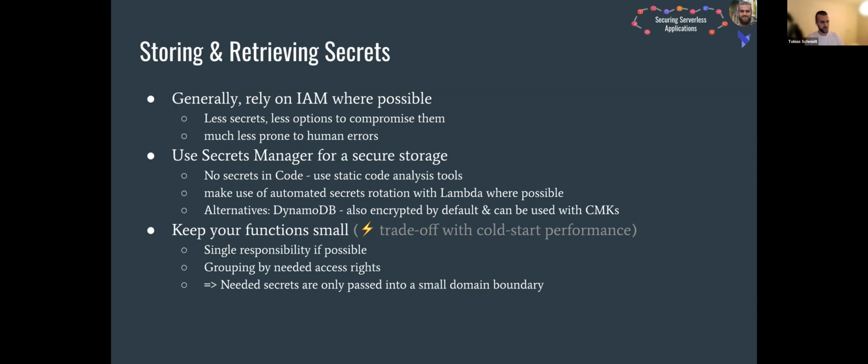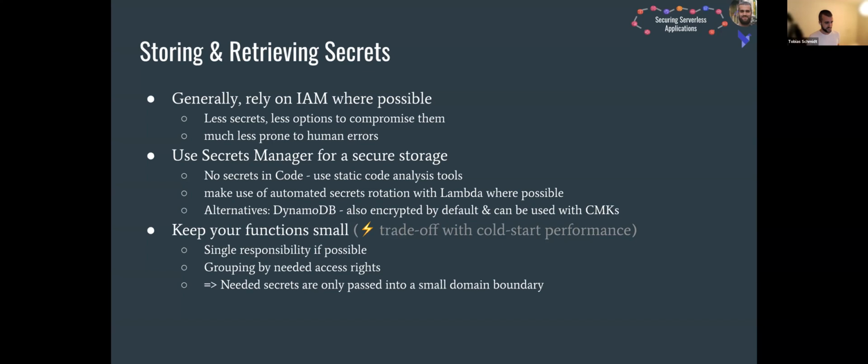So please always rely on IAM where possible. Then if you have to store some secrets, use some secure storage like the Secrets Manager, or DynamoDB also perfectly fits because it's a key-value store and it's encrypted by default. What I really like about the Secrets Manager is you can easily automate secrets rotation by writing some Lambda function, which removes a lot of operational burdens.